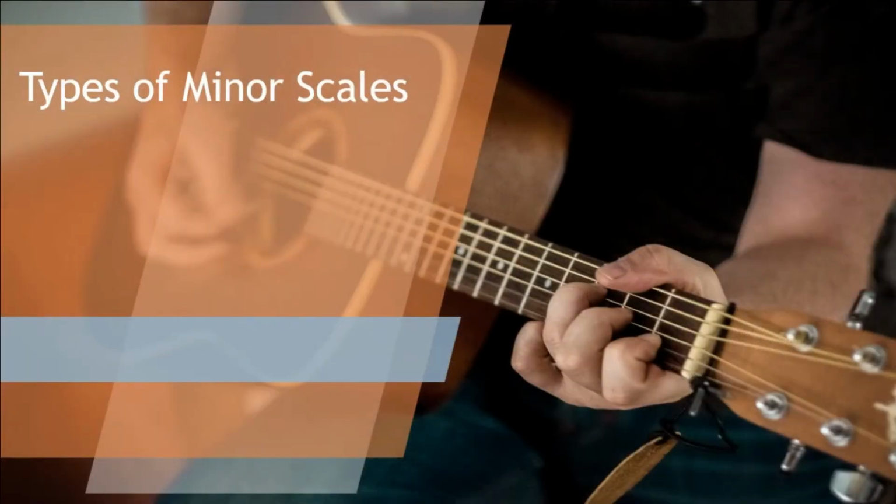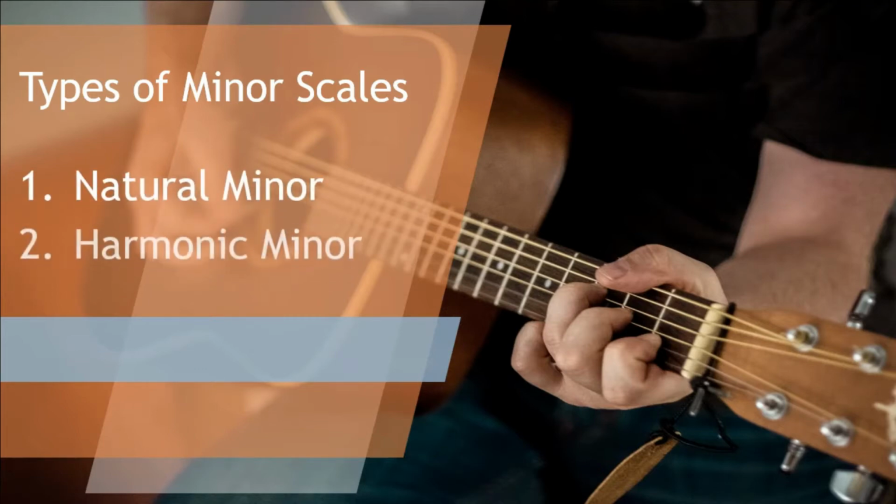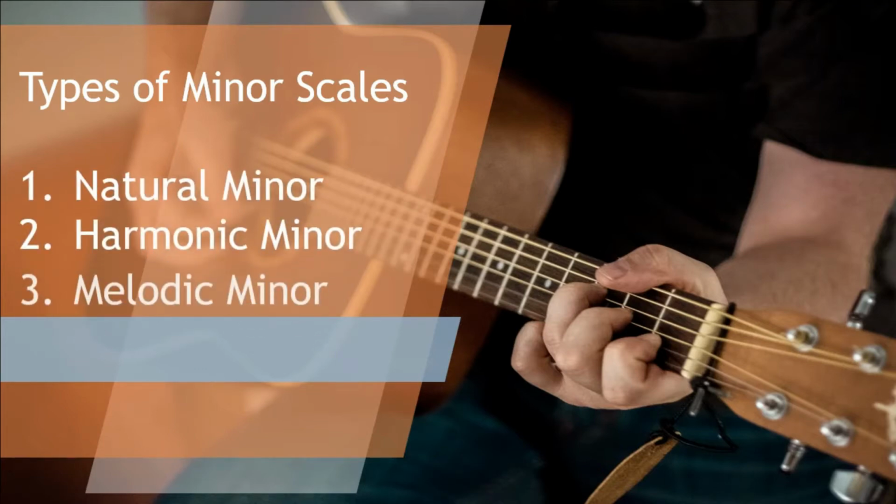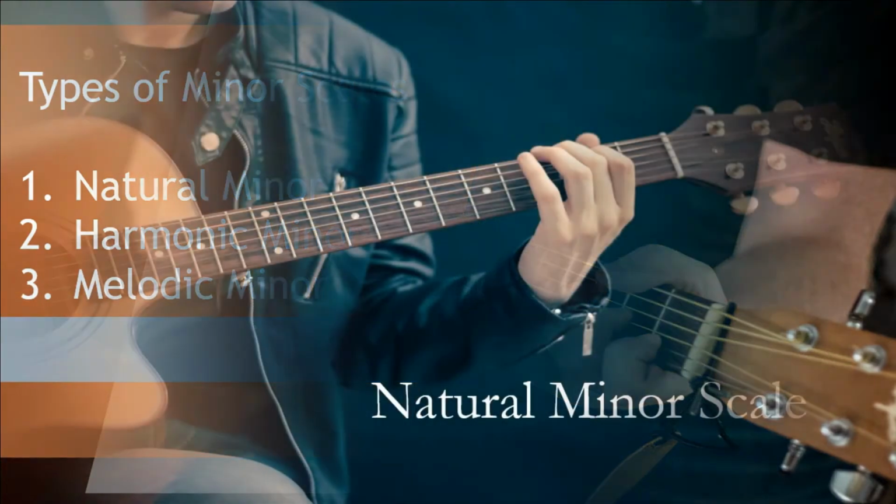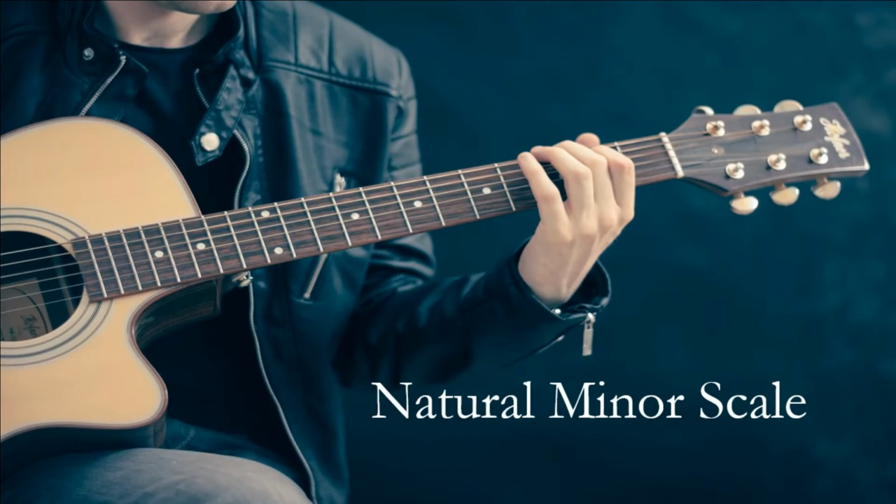Now, what are the types of minor scales? We have 3 types of minor scales. The first is the natural minor scale. We have the harmonic minor and the melodic minor. We are going to look at them one after the other. Let's begin with the natural minor scale.